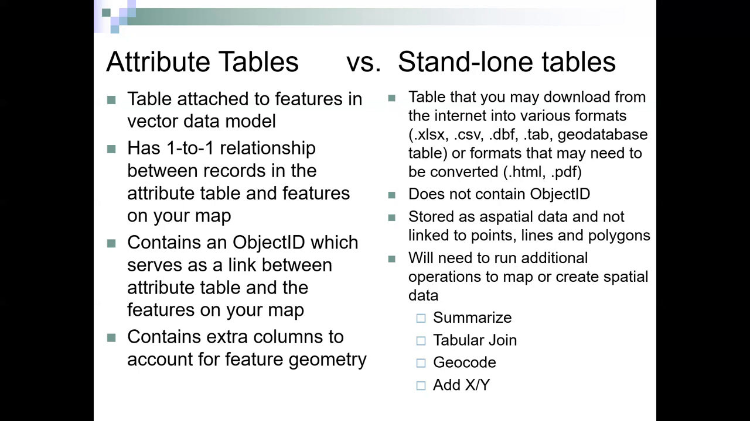Now, do you think Excel can work with 7 million records? Excel does not like 7 million records. It kind of craps out at about 1 million records. They have something called the Power Query Editor, which is able to run some really neat pivot tables on that stuff, but it takes a long time. It doesn't contain an object ID. It's stored as spatial data.